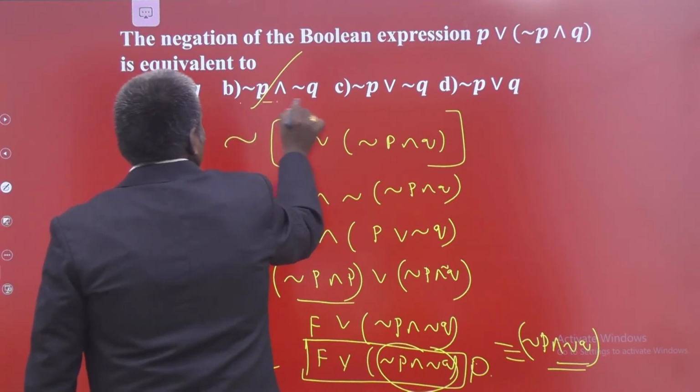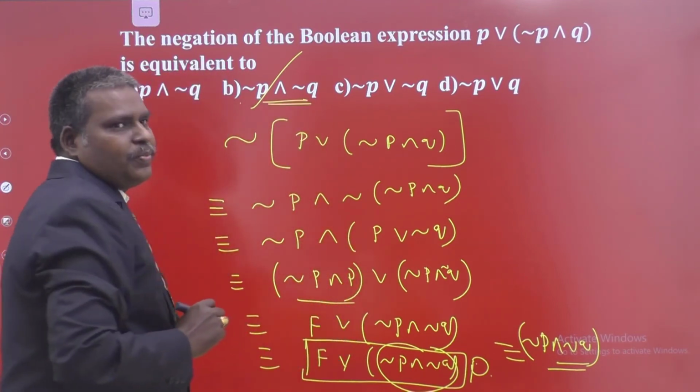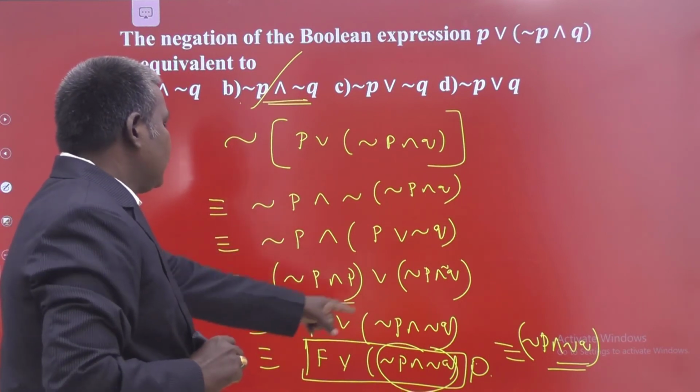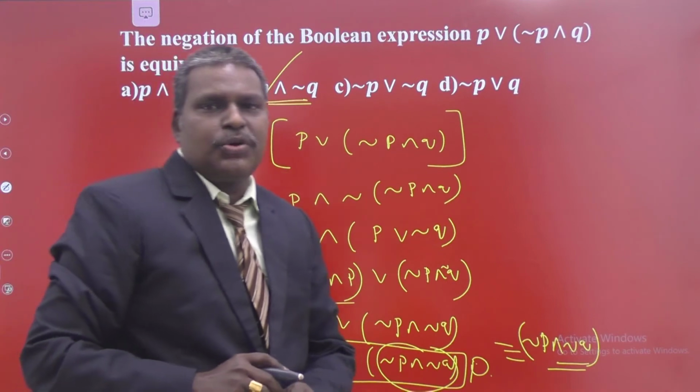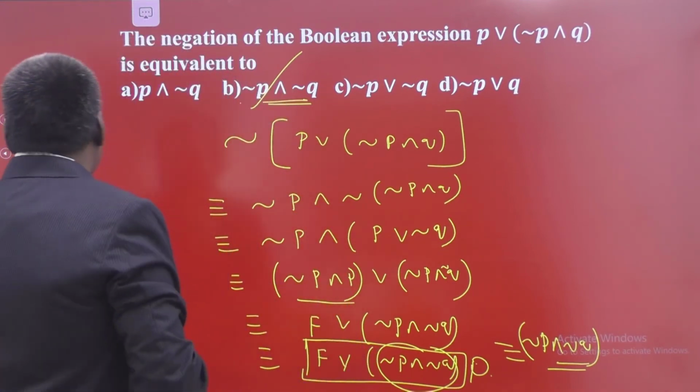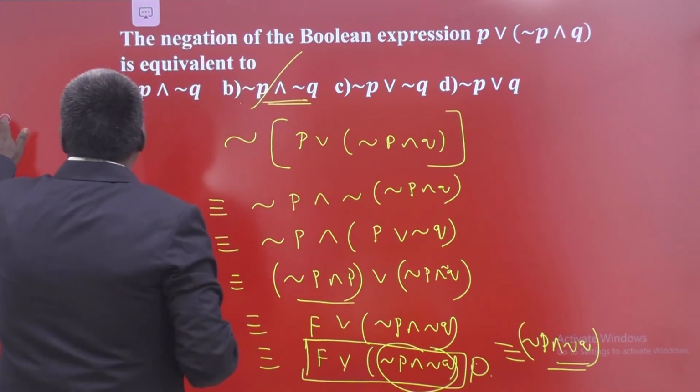Okay, so this one is the correct option. Negation of P and negation of Q is your correct option. So once you have the properties, you are in a position to write the solutions. Okay, let us move to the next one.